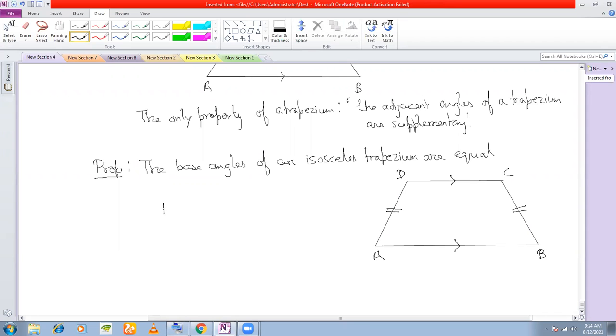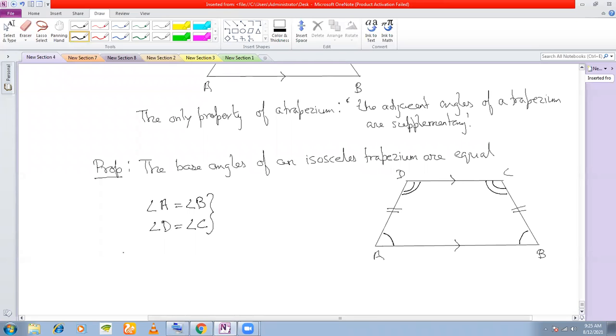So here, in this, what are the base angles? This angle and this angle is the base angle. We must have angle A equal to angle B. These two are also the base angles. We must have angle D equal to angle C. Okay, so this is the special property of isosceles trapezium.